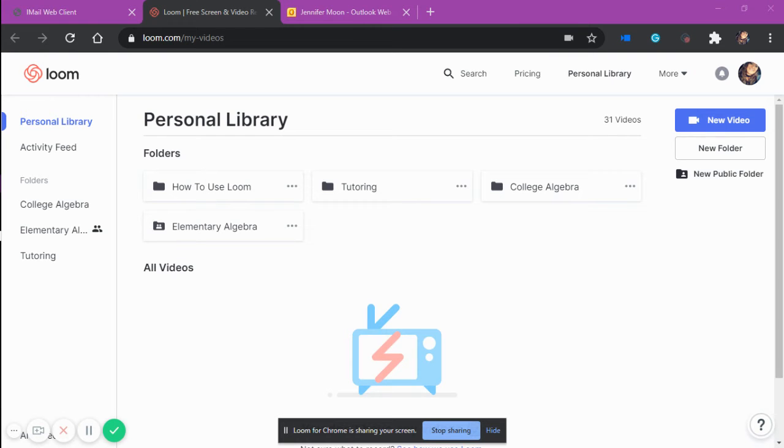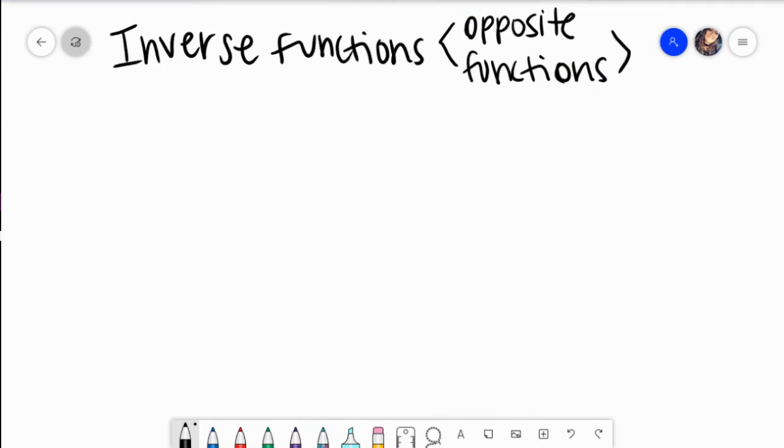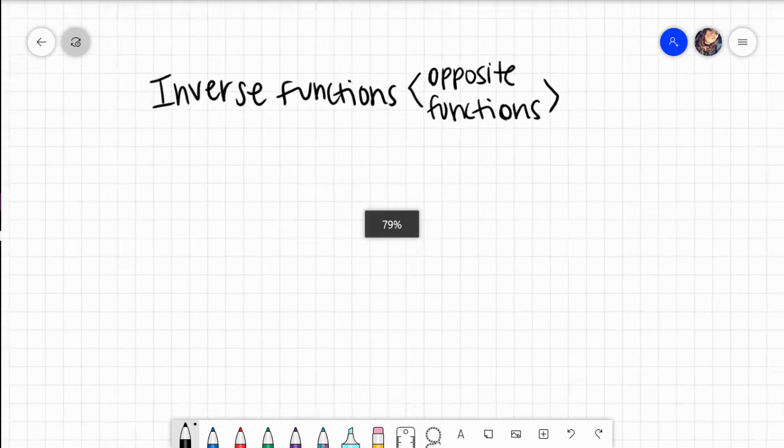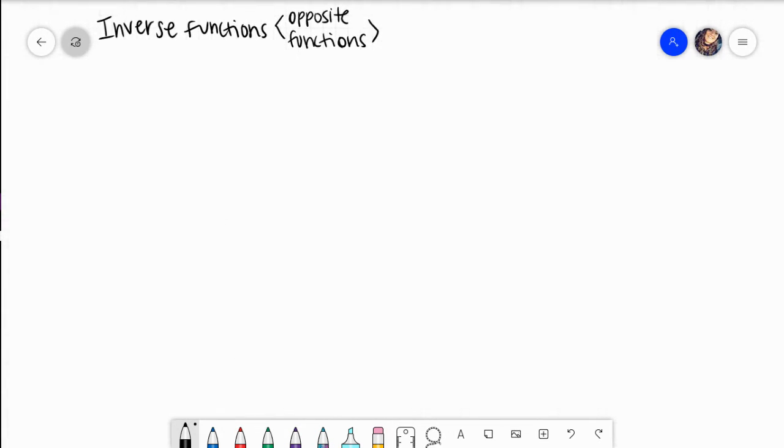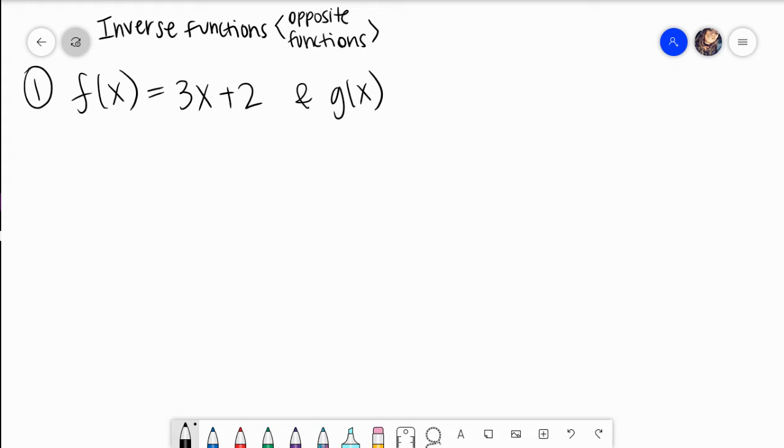Hey y'all. Okay, so we are going to do some inverse functions. You could also hear these being called opposite functions. If a problem asks you to show that f of x equals 3x plus 2 and g of x equals (x minus 2) over 3 are inverses. So we're going to show inverses.